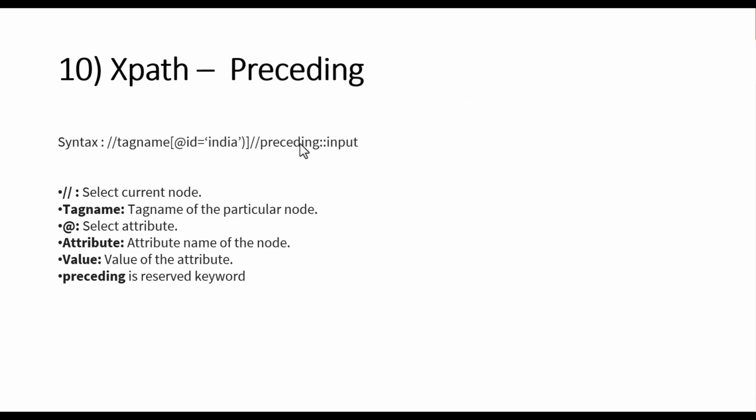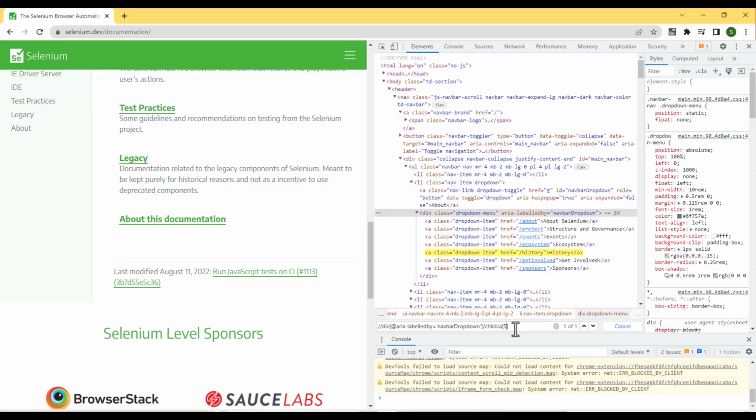So if you want to find a previous element, we will be using preceding and whichever element you want. Okay, so in the same example, instead of child, the preceding li is about. This preceding element is a. So if I want to find that a tag, I will use preceding::a, and we are able to find the preceding anchor tag.